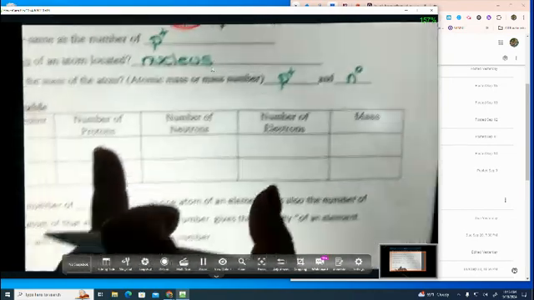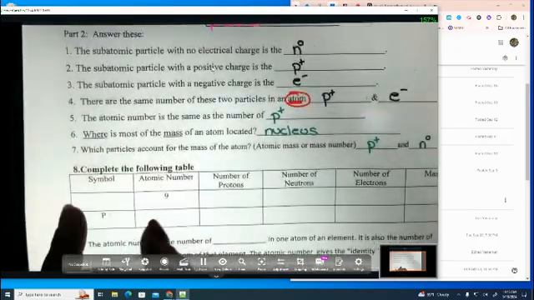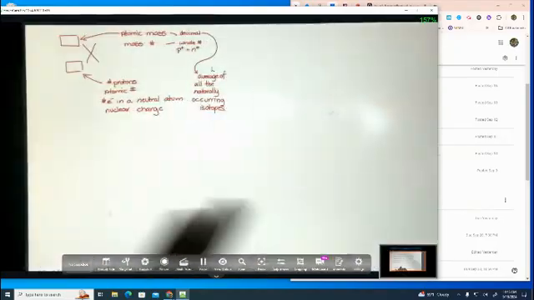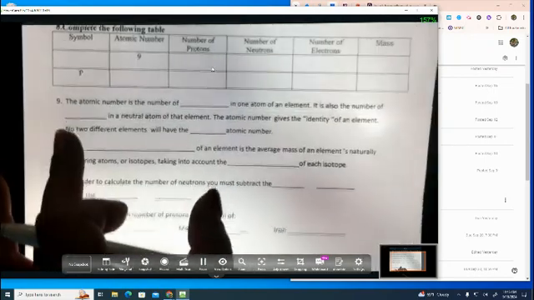Kanak, you good? Okay. I'm going to go to the next page because I want to be able to move it up there.